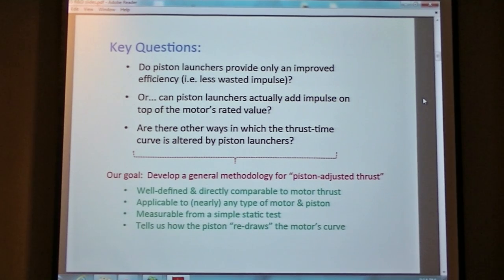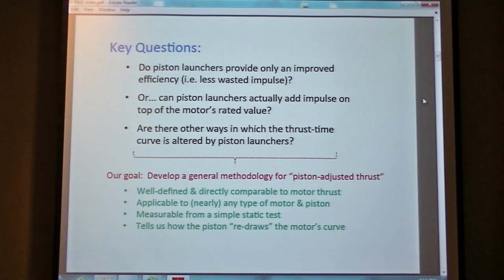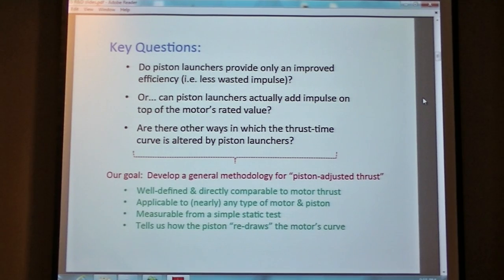So for our study, the key questions that we wanted to address were: do piston launchers provide only an improved efficiency, in other words, less wasted impulse for the motor? Or can piston launchers actually add impulse on top of the motor's rated value? And further, are there other ways in which the thrust time curve is altered by piston launchers?